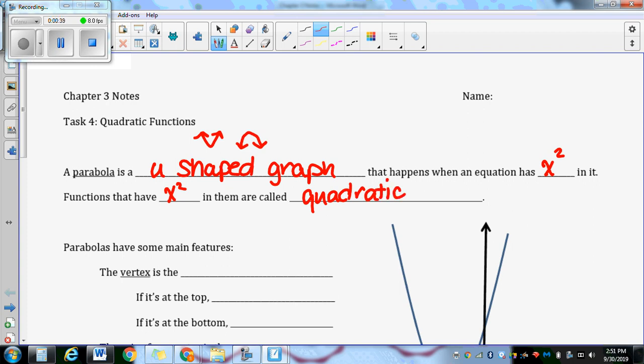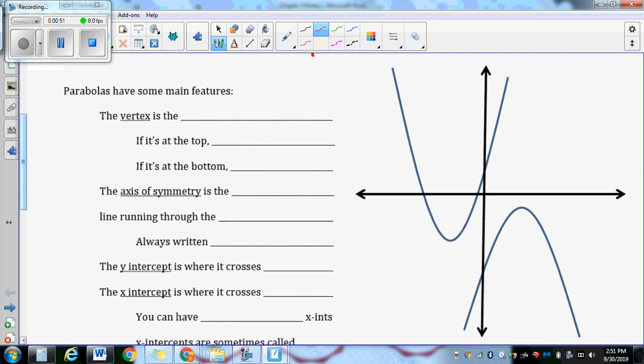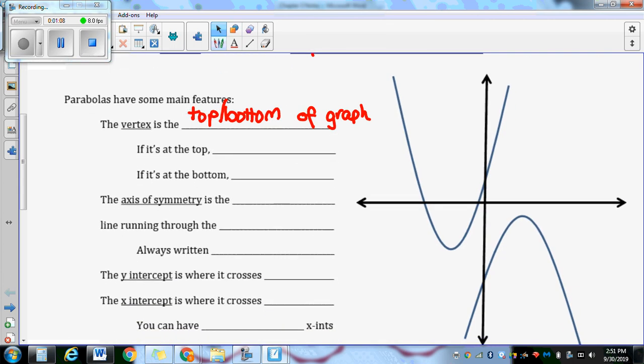So the equation is quadratic, the function is quadratic, but a parabola is the shape that you get when you graph it. Parabolas have some main features, and I'm going to color code mine. The vertex, the main bit, is the top or the bottom of the parabola. So on this first parabola, here is going to be a vertex at the bottom. On the second parabola next to it, this is going to be the vertex, it's going to be the top.